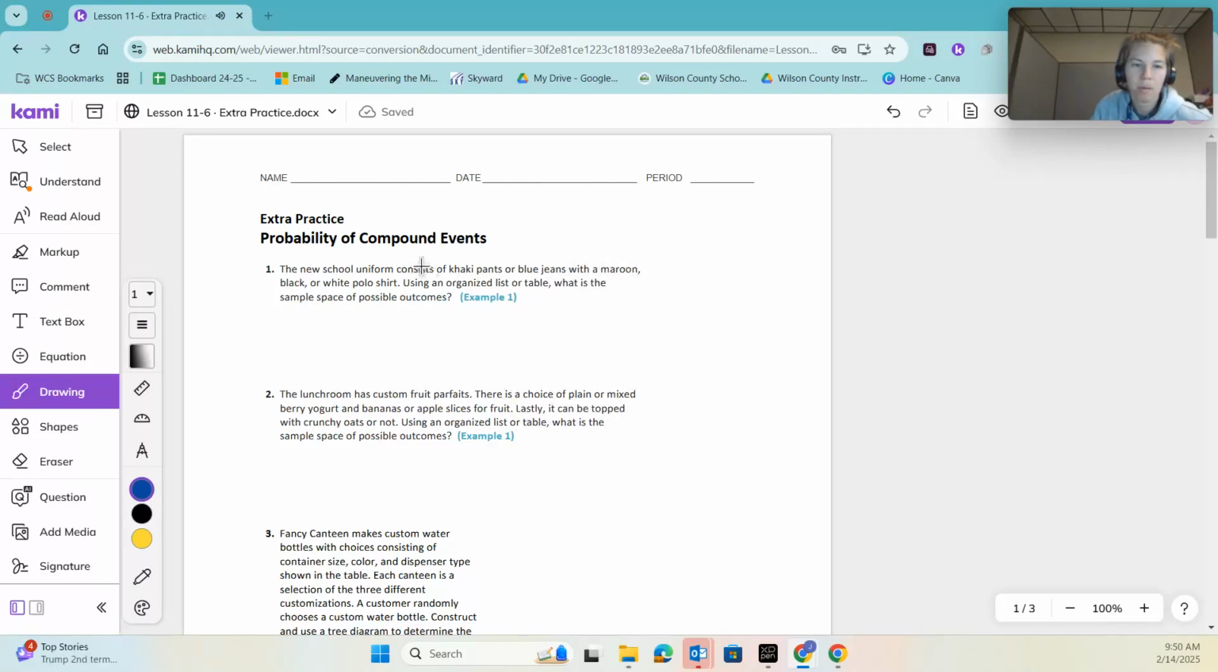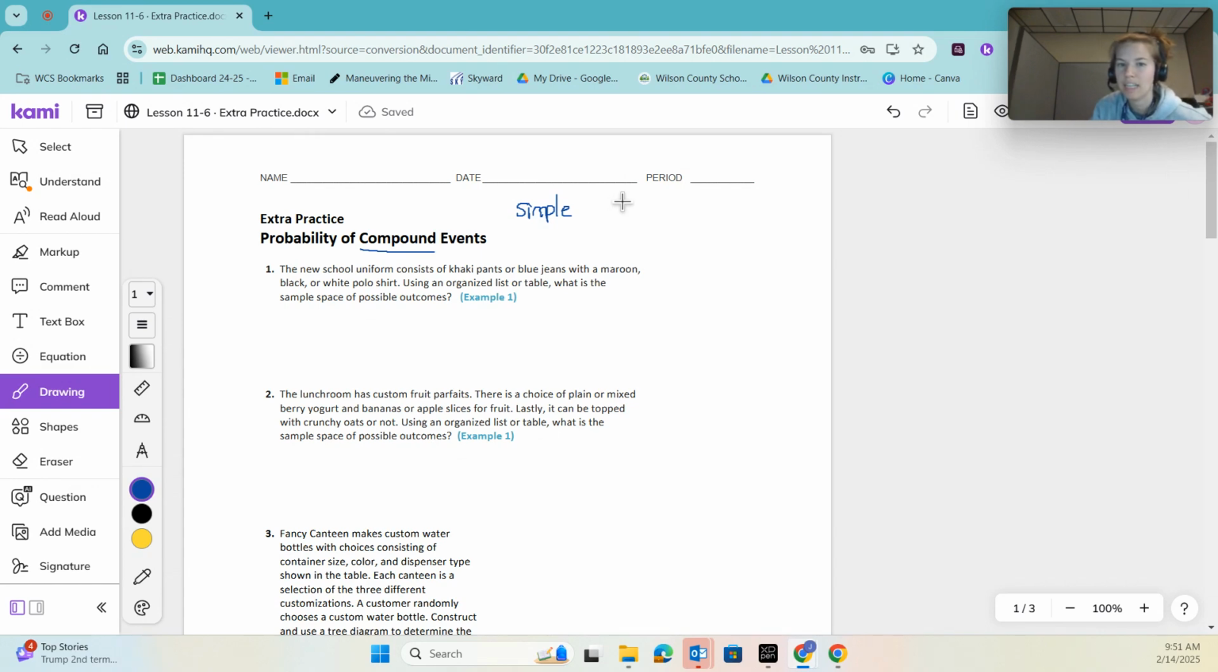Today we will be finding probability of compound events. Before we work on compound events, I want to do a quick review of simple probability. Simple probability is like the probability of flipping heads when you flip a coin.